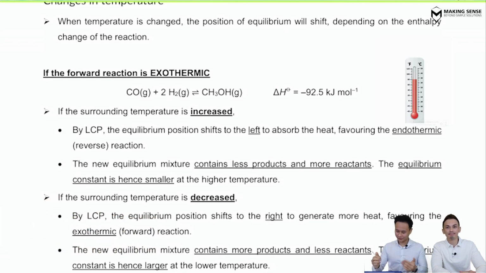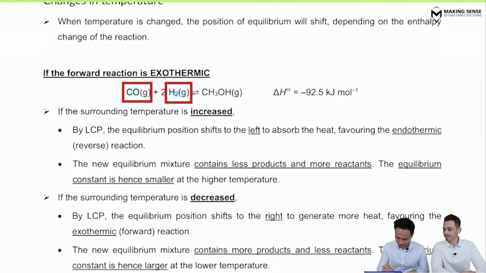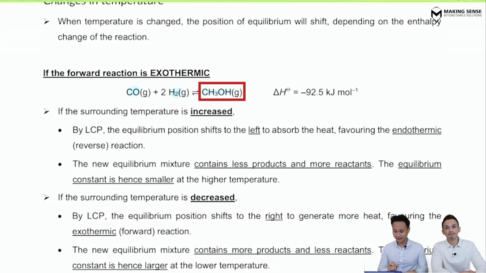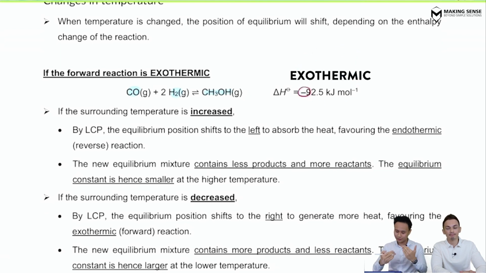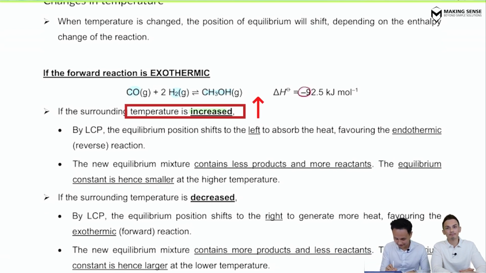Alright, so what I have for you here is yet again a reversible reaction, CO plus H2 becoming CH3OH. Now take note, the forward reaction is actually exothermic, so we have a negative enthalpy change there. And yes, what we're going to do is this. When equilibrium has been established, we're going to stress this equilibrium by increasing temperature.